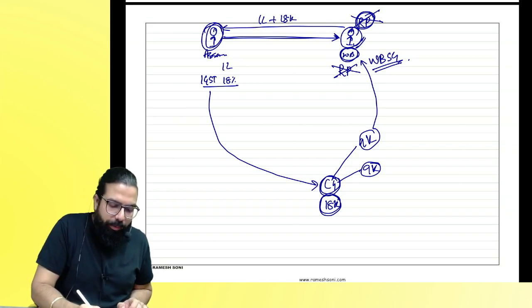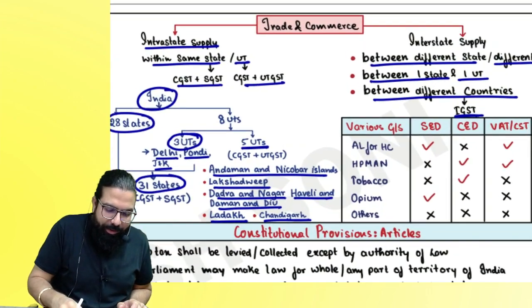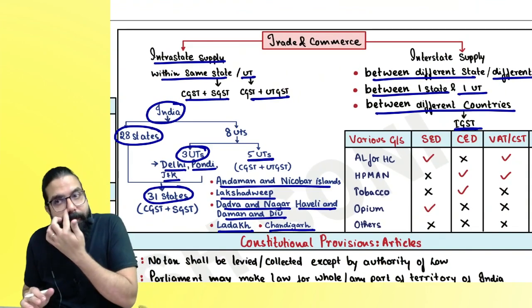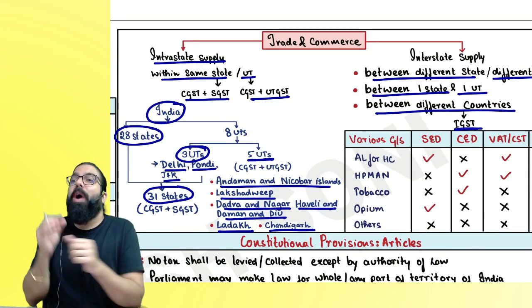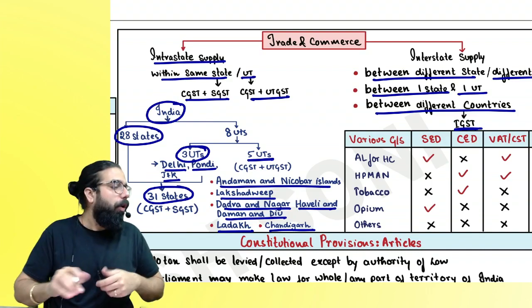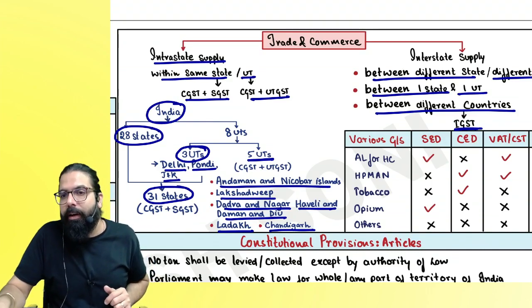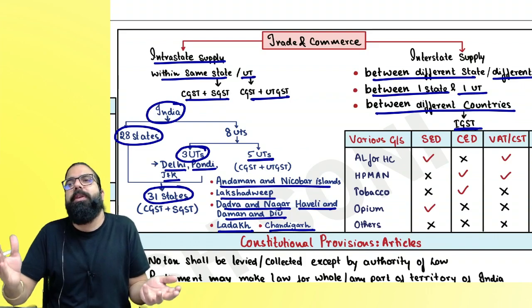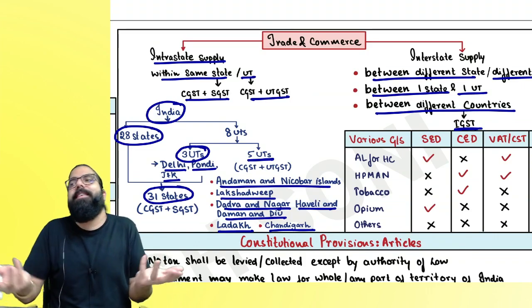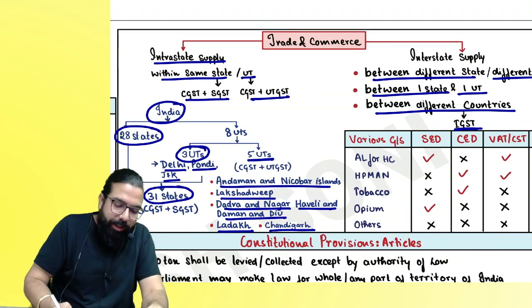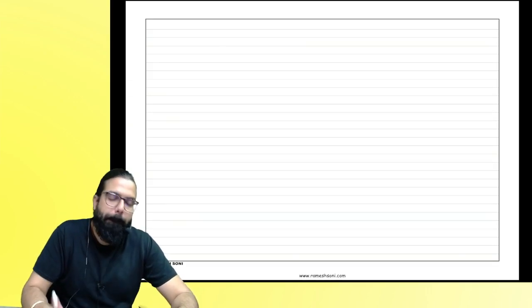Before the break, we were done till CGST, SGST, and IGST. Now, let's go ahead and understand why IGST was brought in. Already CGST and SGST was there, so the government could have continued with CGST and SGST only. Why was IGST brought in? Tell me one thing. You know what used to happen earlier?